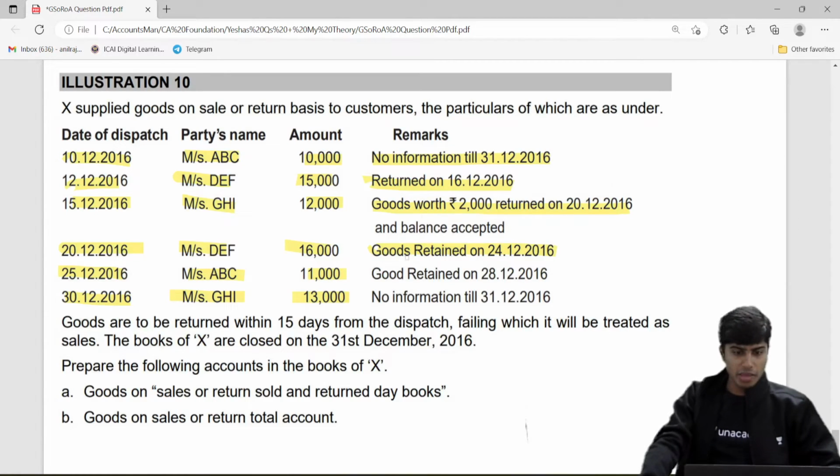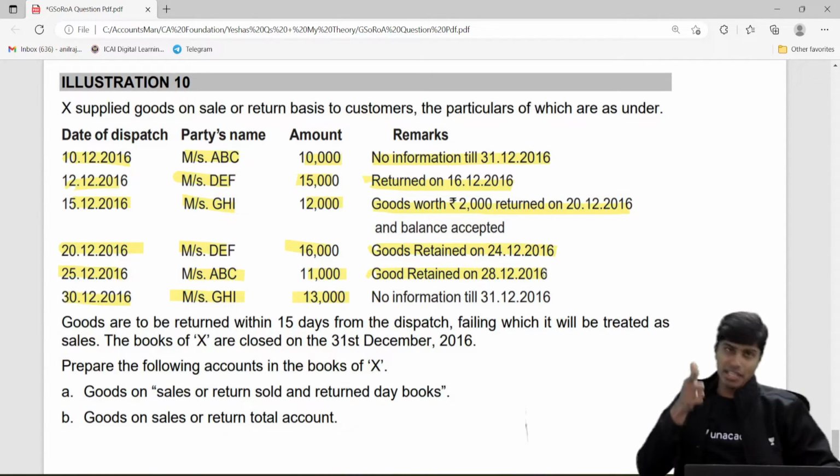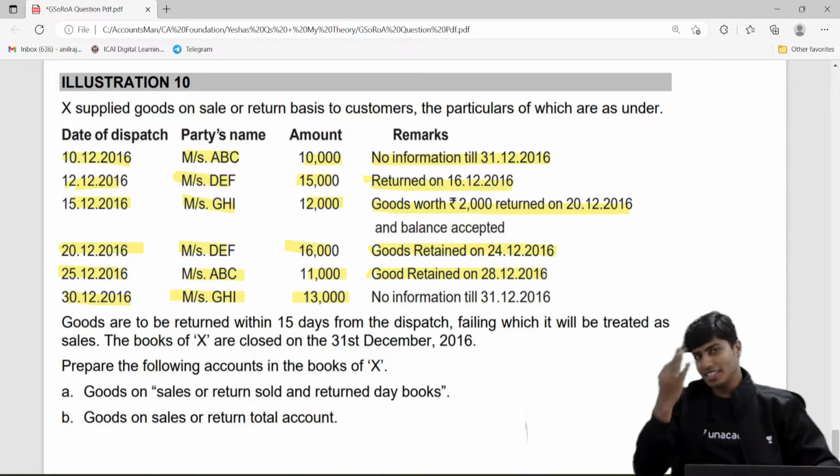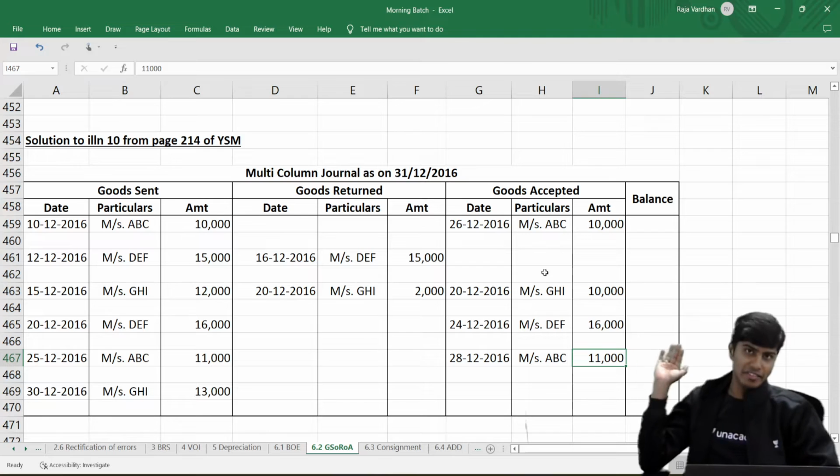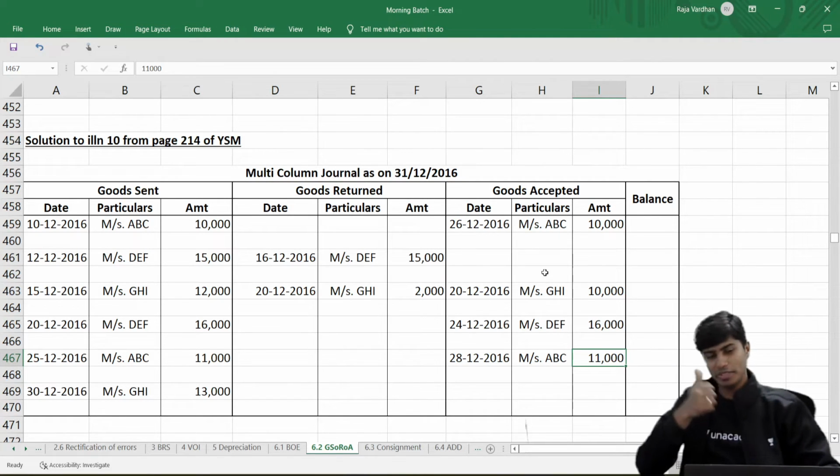And then we have ABC, to whom goods worth 11,000 were sent, has retained, meaning accepted it, on 28th of December. 25th is when we sent. 3 days means accepted. That's well within 15 days. So I will write here 28th of December. ABC has accepted entire 11,000 worth of goods.